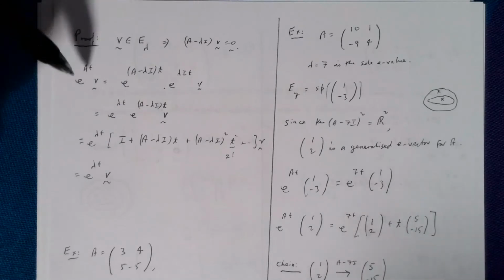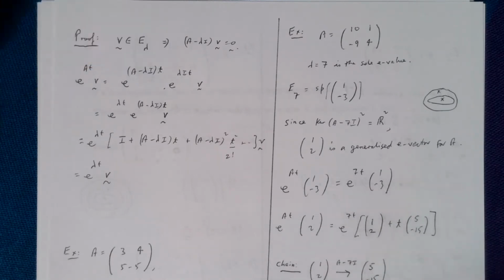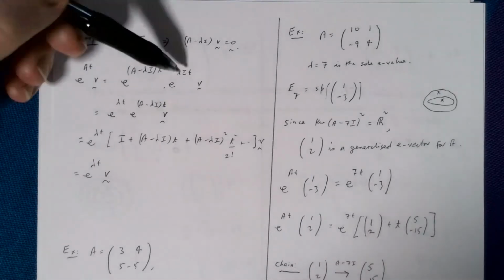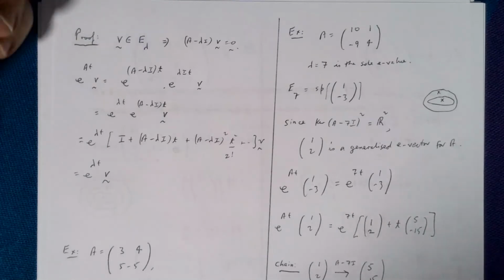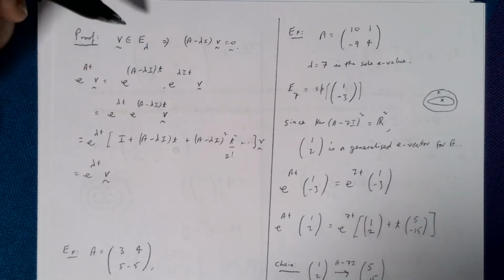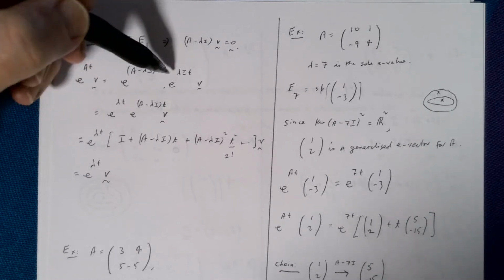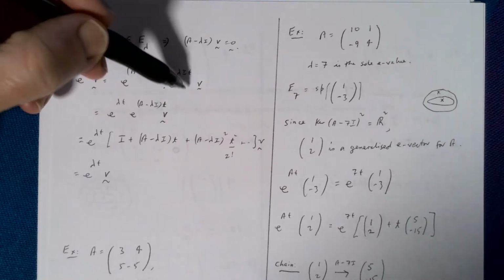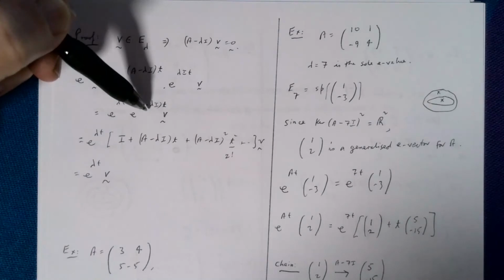So when I work out e to the At times v, I'm going to replace the A with A minus lambda I, and then I better patch it up by multiplying by e to the lambda I t. We've done this before, and this of course only works because the identity commutes with the matrix A minus lambda I. Otherwise, if I just had general matrices A and B here, this is not true, but I commutes with this, and so we can split this up. And as I mentioned before, e to the lambda I t is just e to the lambda t times the identity matrix. And the identity matrix multiplied by this matrix just gives you that matrix back again.